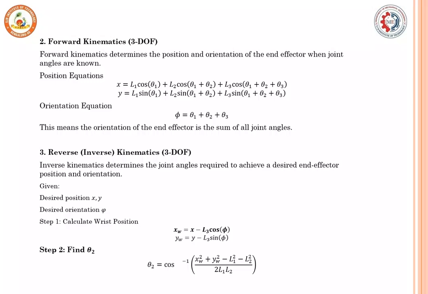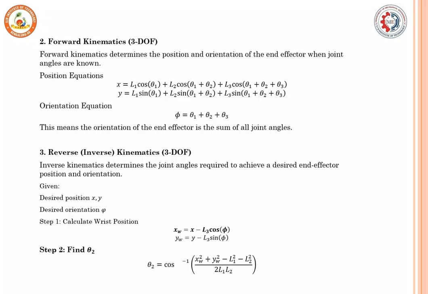So in the forward kinematics, x is calculated by the equation L1 cos theta 1 plus L2 cos of theta 1 plus theta 2, plus L3 cos of theta 1 plus theta 2 plus theta 3. For y, it is L1 sin theta 1 plus L2 sin of theta 1 plus theta 2 plus L3 sin of theta 1 plus theta 2 plus theta 3. The overall orientation equation is phi equal to theta 1 plus theta 2 plus theta 3. Like this you'll be able to calculate the xy coordinate and the orientation.